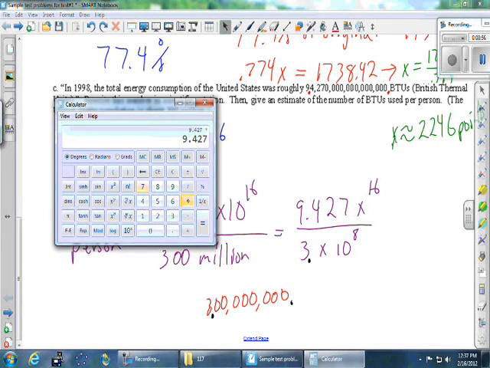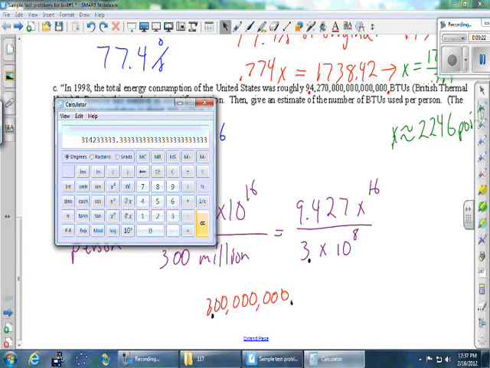9.427 times 10 to the 16, there, divide by, now I need parentheses around the bottom, open parentheses, 3 times, and then to do 10 to the 8th, you have to hit the 8 first, and then you hit the 10 to the X button. Close my parentheses, that's my 3 times 10 to the 8th. I still need to hit equals one last time to get my final answer, which is that.